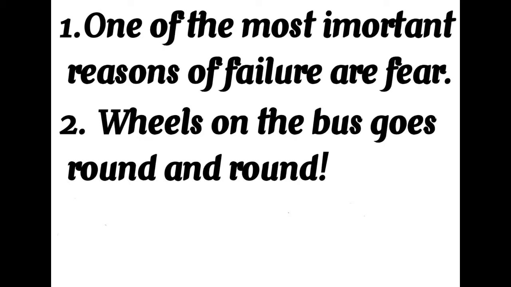And what is that revelation? What is that knowledge? We shall look at it later on. Second sentence is: Wheels on the bus goes round and round. This is a very famous rhyme that is very popular among young children. This sentence may be correct, may be incorrect. You may pause the video, look at it more closely, and concentrate on it and decide whether it is correct or incorrect.